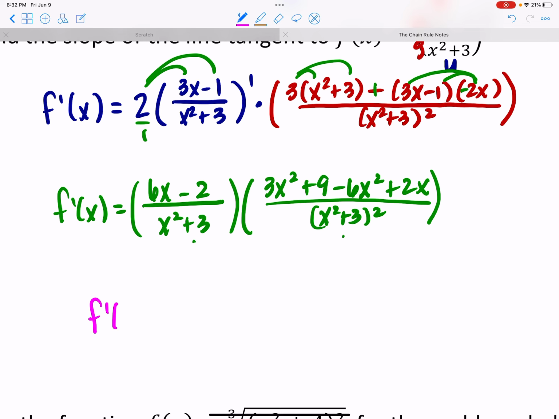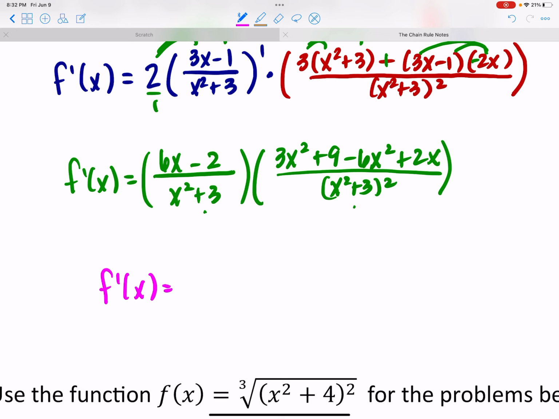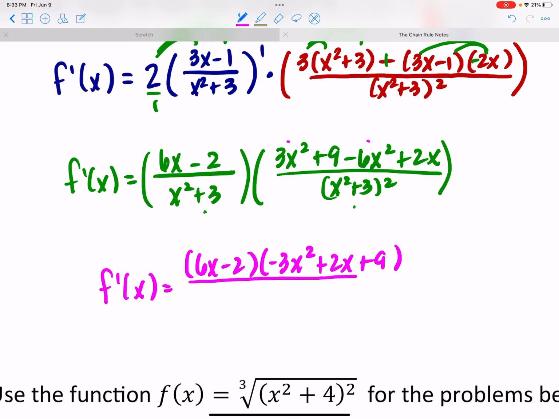So final answer, I'm going to say f prime of x is, this was f of x, yep. In the numerator, I have a 6x minus 2, which I don't feel like distributing, so I'm not going to, but I can combine these, so that's going to be a negative 3x squared, and then a positive 2x and a plus 9. If you wanted to take another step to multiply those, you could, but it's totally not necessary. Now on the bottom, I have an x squared plus 3 here, multiplied by 2 more factors of it there, so I end up total with an x squared plus 3 to the third power.